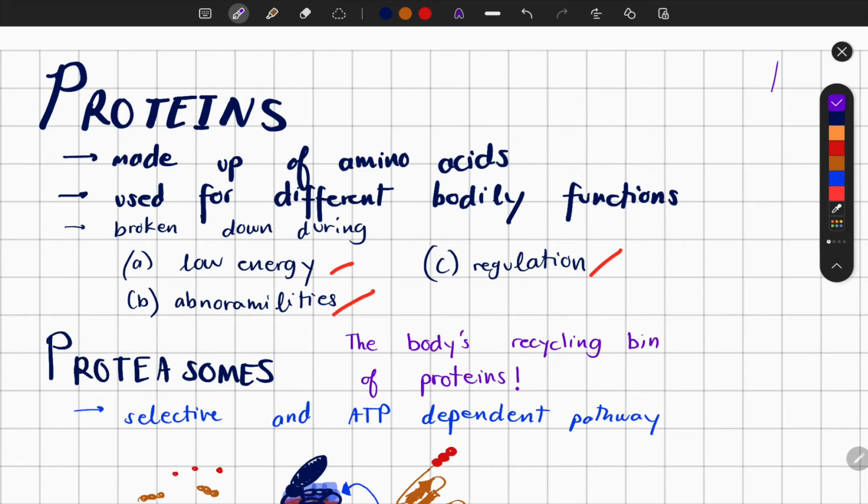During periods of low energy, proteins have to be broken down because they can be glucogenic or ketogenic. They can produce glucose or ketone bodies depending on their structure. When enzymes, which are made up of proteins, are having abnormalities, they have to be broken down to prevent further damage to our cell. There are also some enzymes that can only be regulated if they are broken down. So protein degradation takes place to regulate some of our enzymes and their activities.